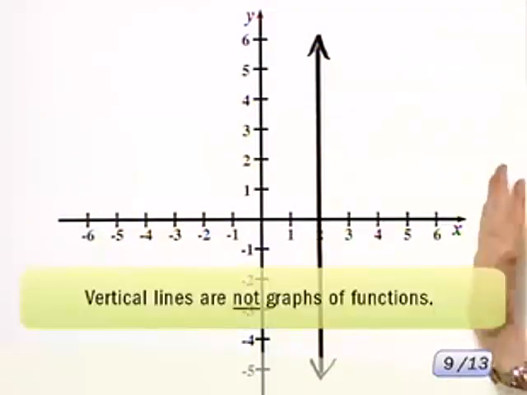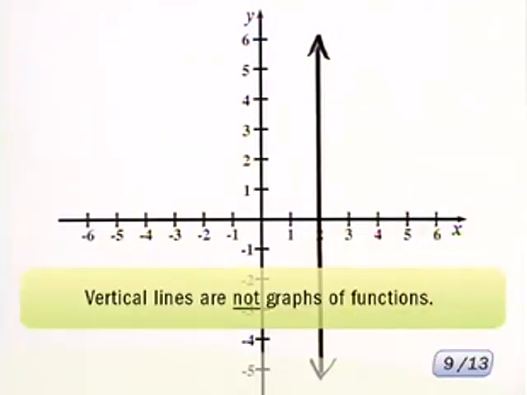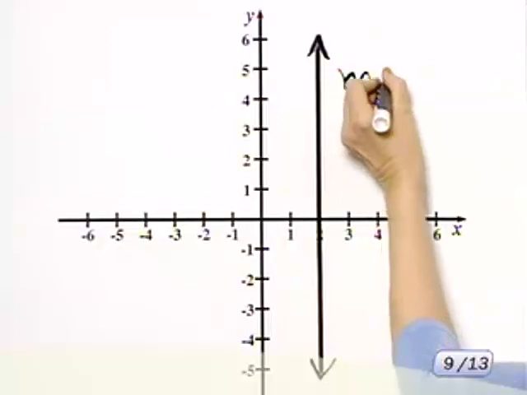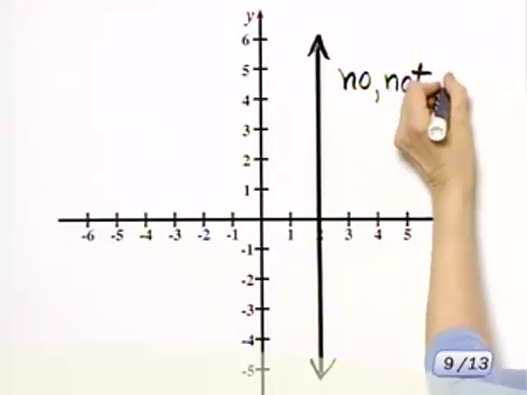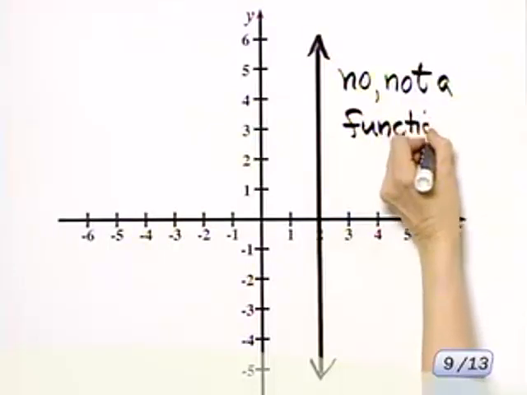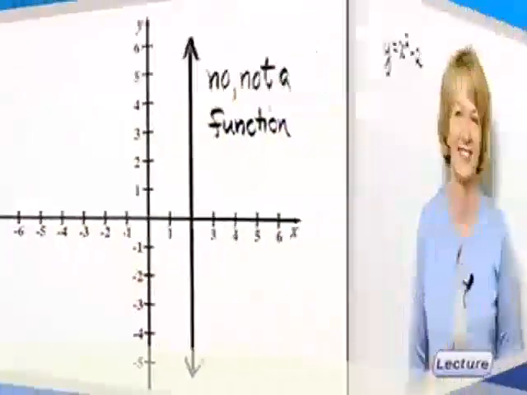By the way, can you see that no vertical line actually represents the graph of a function? But to answer the question, no, this is not a function. And this is by the vertical line test.